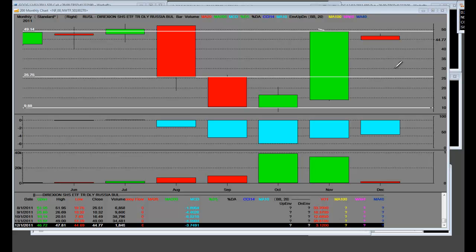That bull was down here at $10, and that bull can be shorted down. Yeah, RUSL, Russia bull can be shorted. Russia bull can be shorted at major top resistance alert.